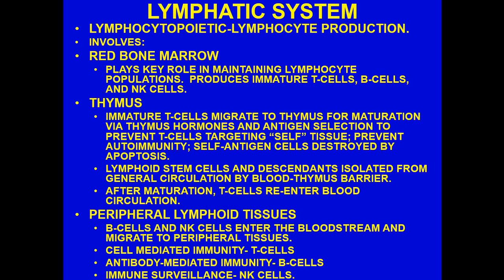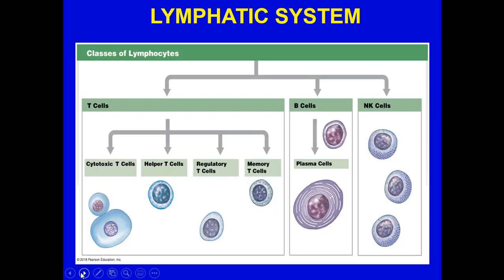Now, in the thymus also, the lymphoid stem cells and descendants are isolated from the general circulation by the blood-thymus barrier. After maturation, the T cells will re-enter the blood circulation. Now, there are peripheral lymphoid tissues. We've mentioned a little bit before, but you have to understand that the B cells and NK cells will enter the bloodstream and migrate to peripheral tissues. Cell-mediated immunity basically comes down to T cells. Antibody-mediated immunity comes down to B cells. And immune surveillance, watching for any possible attacks, is done by the natural killer cells, NK cells.